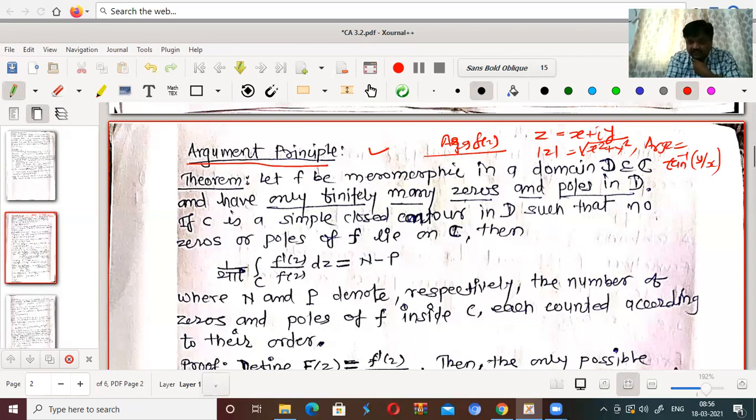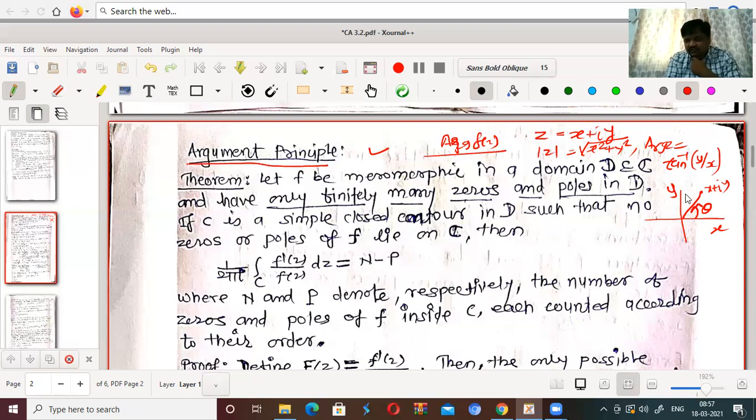Suppose this is your real axis and imaginary axis, and x plus iy is any complex number. If we join this with the origin, then the argument of this complex number z, x plus iy, is theta, which is tan inverse of y by x. Theta is the angle made by this complex vector with the positive x-axis.